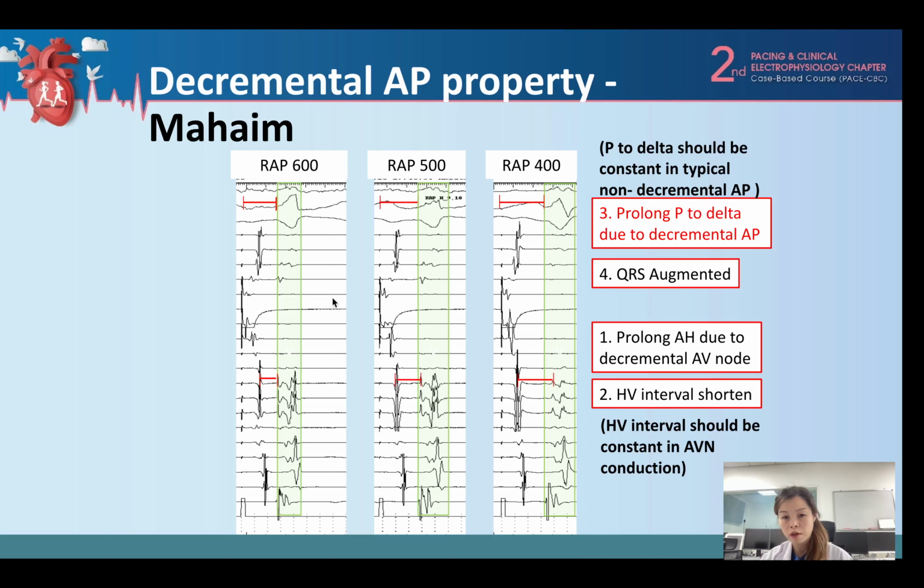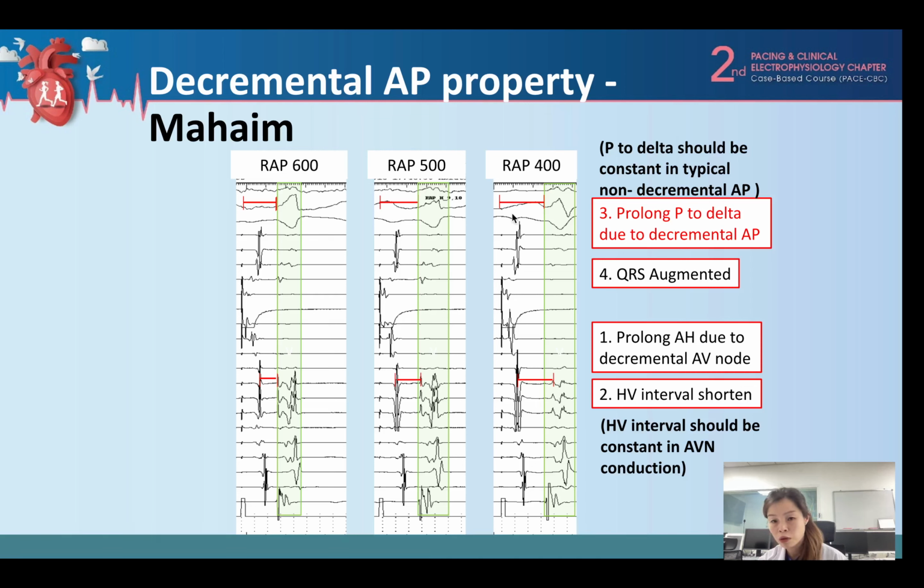When we pace the A faster and faster from 600 to 500 to 400 milliseconds, first, we could see a prolongation of the AH interval due to the decremental AV nodal property. Second, we could see a shortening of the HV interval. We should already be alerted that this is not AV nodal conduction, as the HV interval should be fixed in normal AV nodal conduction.